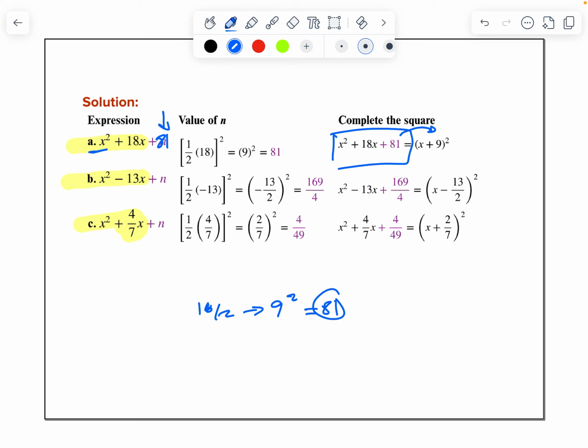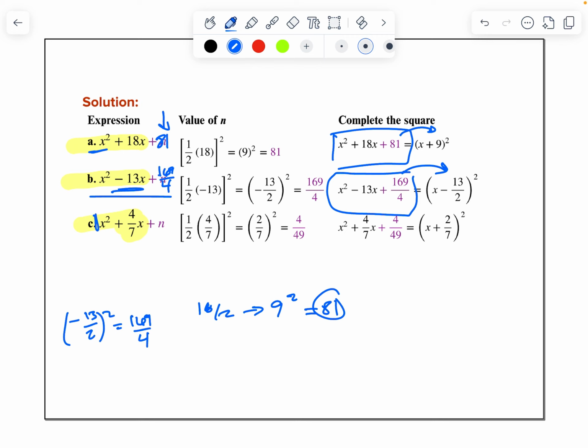Same thing on the next one. As long as that's a 1, which it is, we take this number here, half it, so negative 13 over 2, and square it. That would be 169 over 4. I'm just squaring the top and squaring the bottom. 169 over 4. Creating that perfect square polynomial, again, allows me to do the star method and get a perfect square.